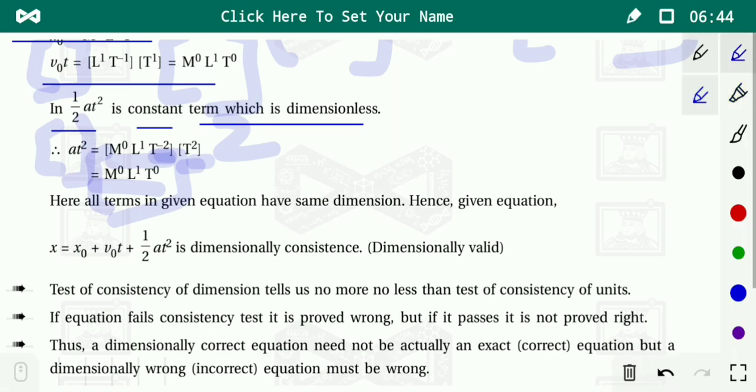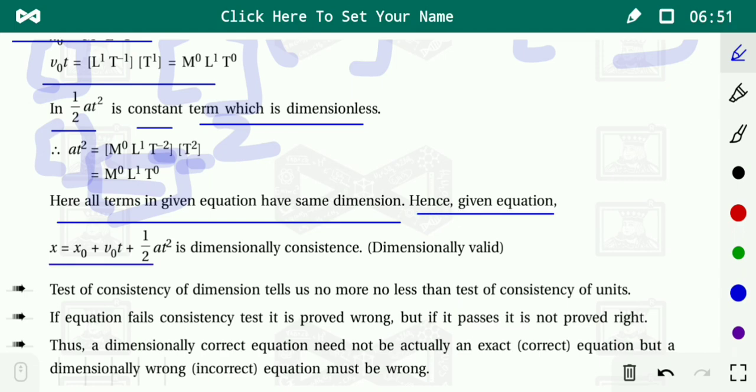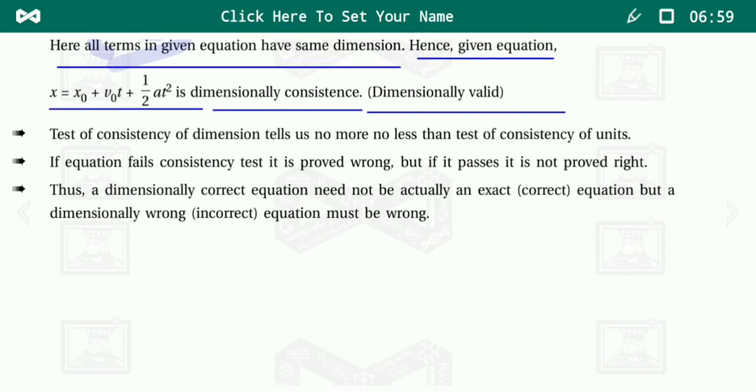So that is what is written here. All the terms in the given equation have the same dimensions, hence the given equation x equals x0 plus v0t plus half at square is dimensionally consistent or dimensionally valid. Now, an important point, students.